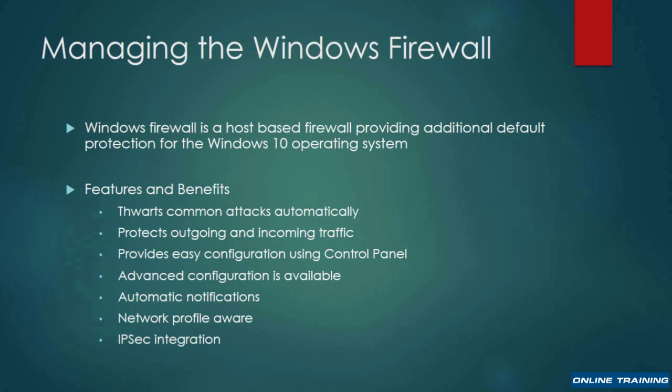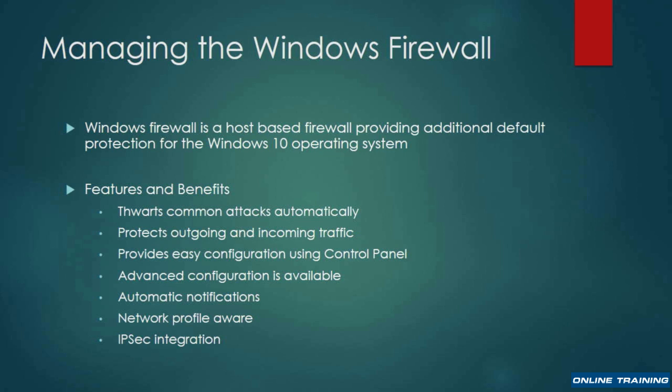Easy configuration using Control Panel. You also have advanced configuration available with the Windows Firewall with advanced security. Automatic notifications when information or when programs are blocked or a program needs access. It's also aware of network profiles. So the private, the public, the domain, when you set up rules, they are going to be rules that persist for a particular profile.